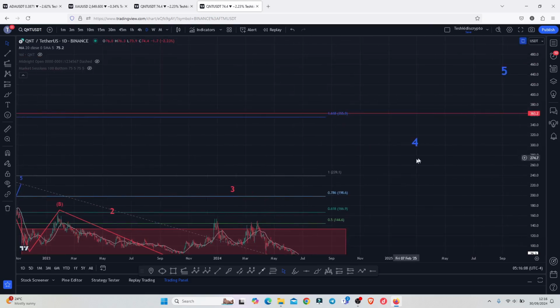Then we can expect a short-term pullback in a wave 4, then continue pushing even higher in this Elliott wave count 5, taking us to new all-time highs and possibly giving us more than a 10x.